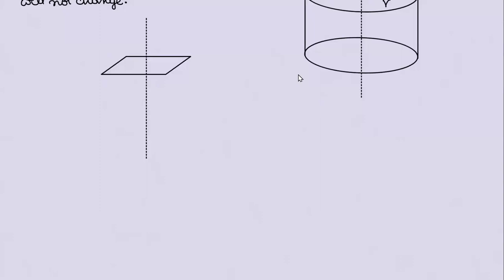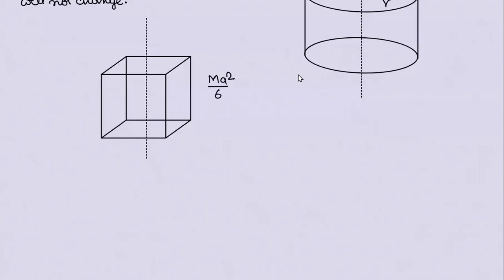We can extend the same idea to another object. You have a square plate, you know, moment of inertia of a rectangular plate. M(a square plus b square)/12 is for rectangle. Now a is equal to b. It will be Ma square by 6 for a square plate. Now if you extend it, it becomes a cube. So moment of inertia will be Ma square by 6 only.